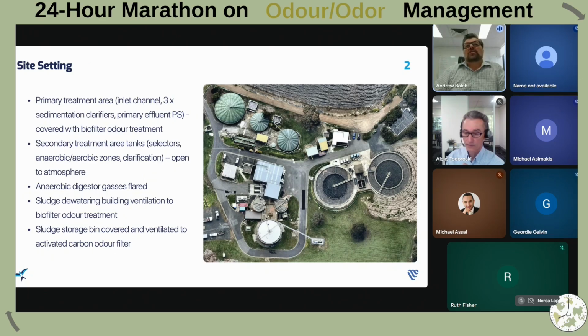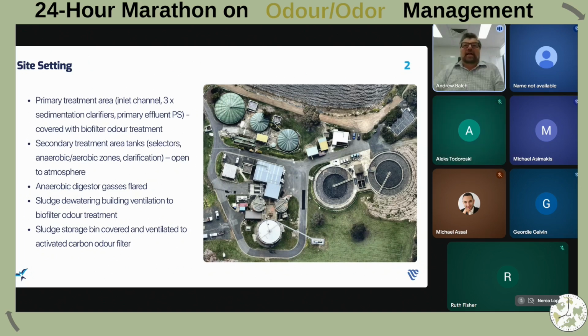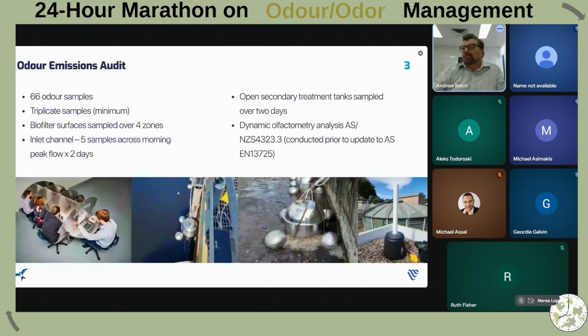In contrast, the secondary treatment area tanks, the selectors, anaerobic and aerobic zones and clarification are open to atmosphere, creating odour sources. The anaerobic digester gases are flared for both safety and odour management, while the sludge dewatering building is ventilated to biofilter treatment, and the sludge storage bin is covered and ventilated to an activated carbon filtration system. Importantly for our research, this situation created ideal conditions for methodology validation because we're able to test our approach against both controlled and uncontrolled emission scenarios within a single facility.